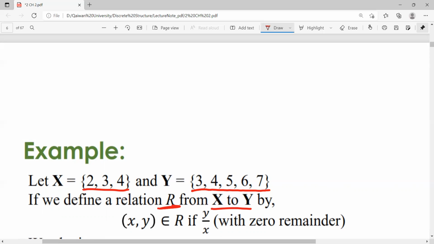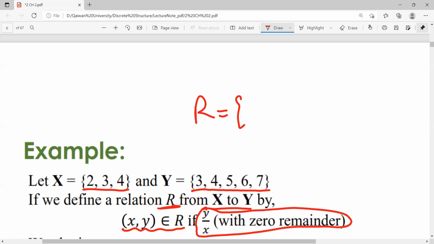Here it says from X to Y. That means we must pick all the first elements from set X and the second elements from set Y. It says (x, y) in the relation. That means R contains all the pairs (x, y). Which (x, y)? Those which satisfy this condition: when we divide y by x, the second one by the first one, we must have 0 remainder.